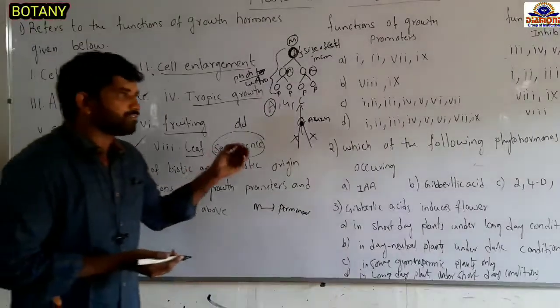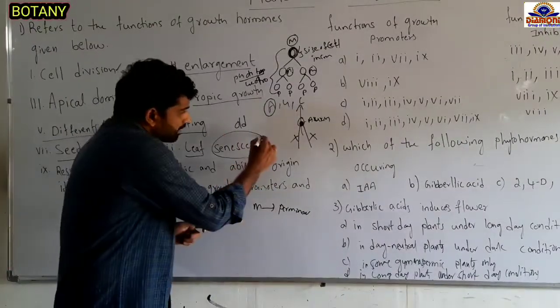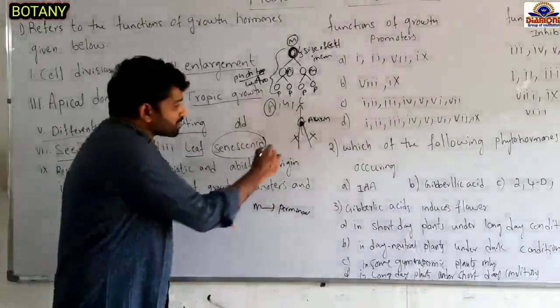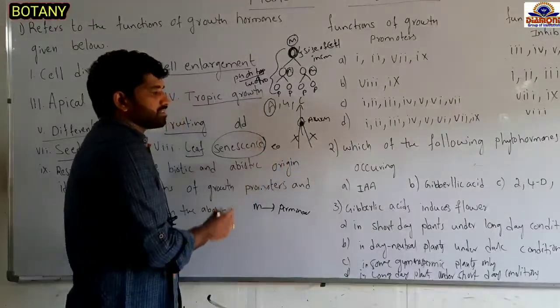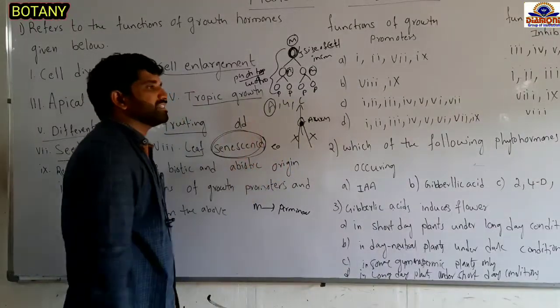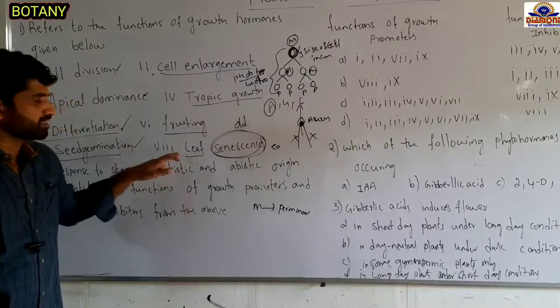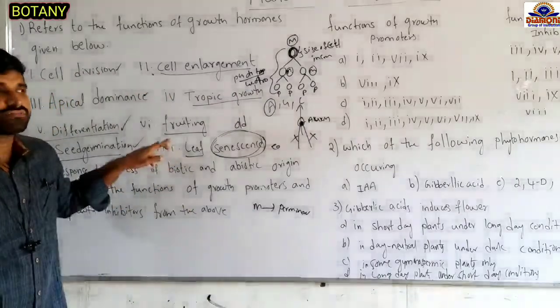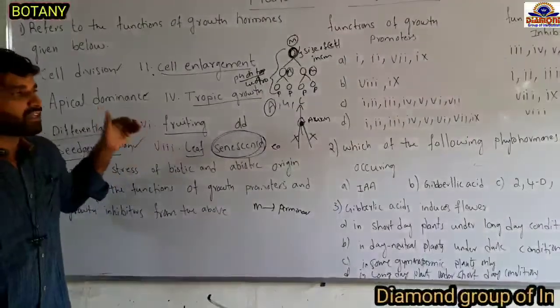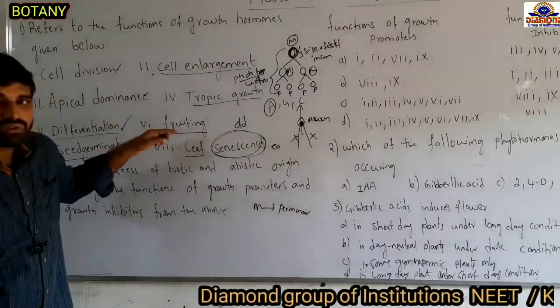They can stop the leaf activity in early stages, it's called senescence. That senescence seen in a leaf is called leaf senescence. So why does leaf senescence take place? By the activity of the plant growth inhibitors.